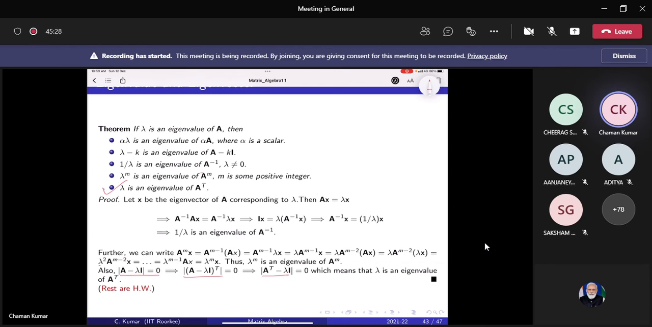And this is the characteristic equation corresponding to the system A transpose x is equal to lambda x. So from here, we can say that lambda is an eigenvalue of A transpose. Is this fine? So this completes the proof of the last part. Any question here?